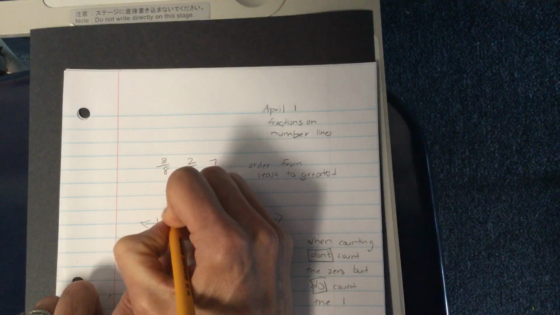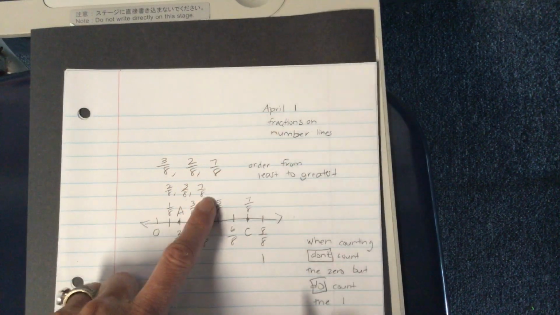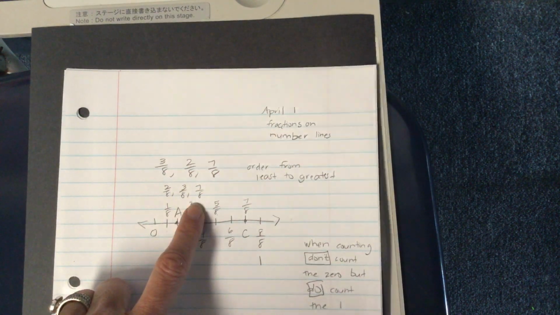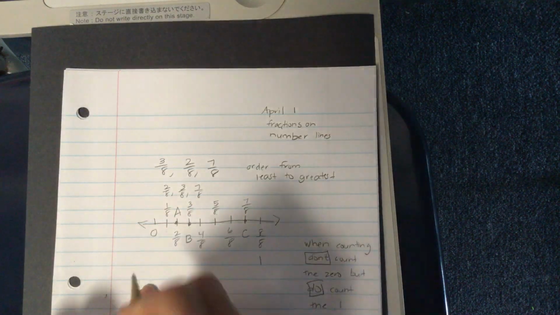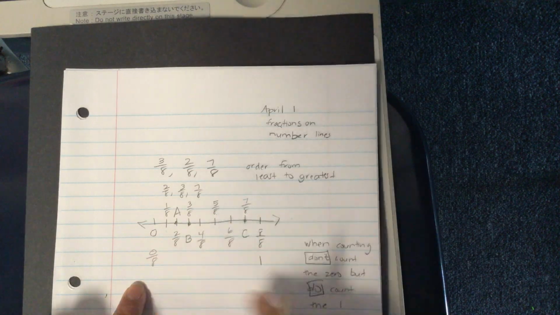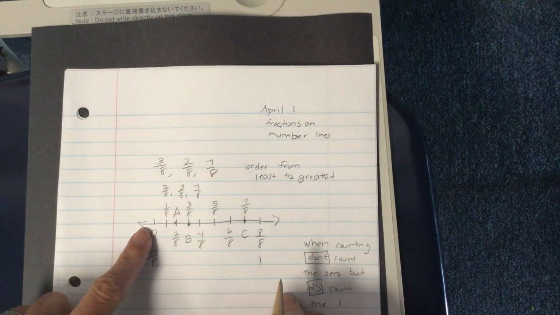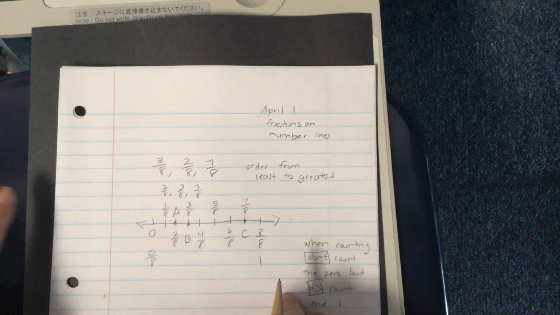So if I put them in order from least to greatest, it's 2/8, 3/8, and 7/8, and because of that like denominator, I'm easily able to see that order. So 0, just remember, is the same thing as 0/8, and 1 is the same thing as 8/8, but you don't count the 0, you count every space thereafter.